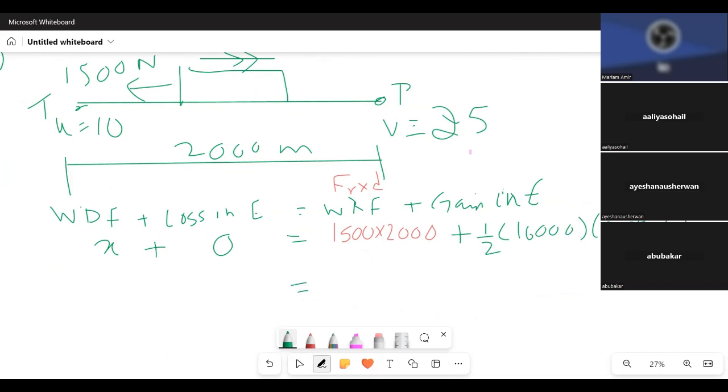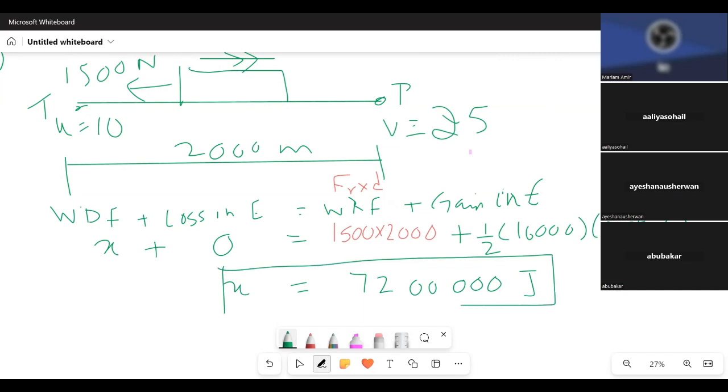We simplify the right hand side and get the answer, which gives 72,100,000 joules. That is the work done by driving force.